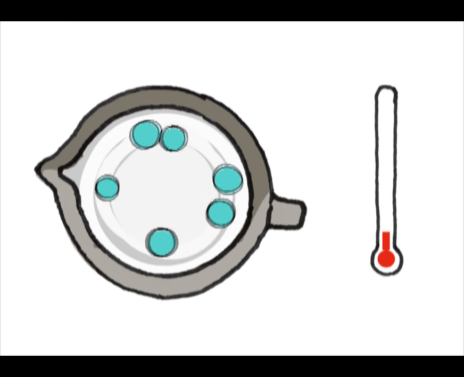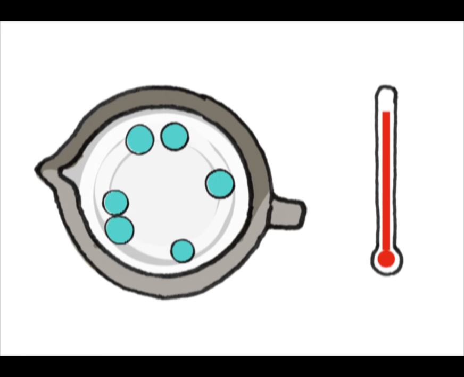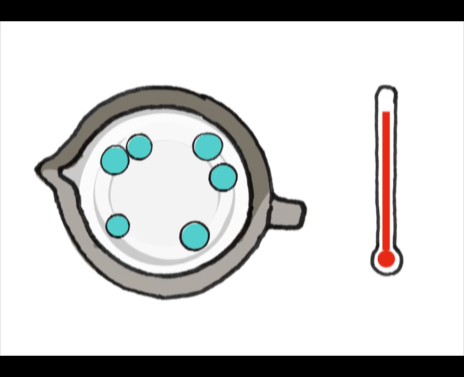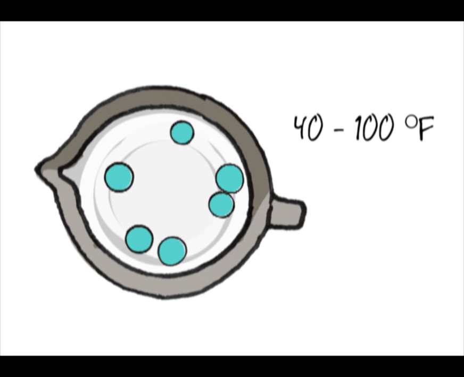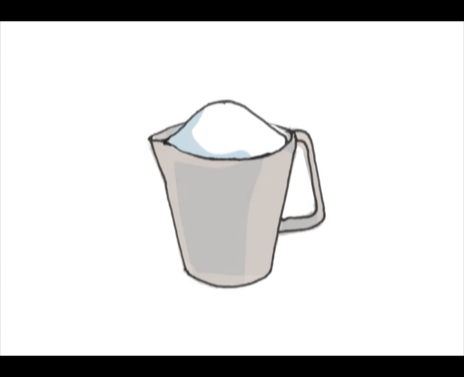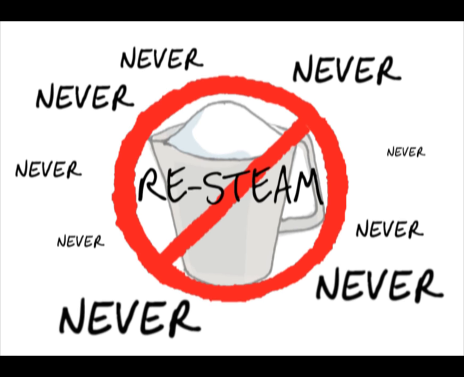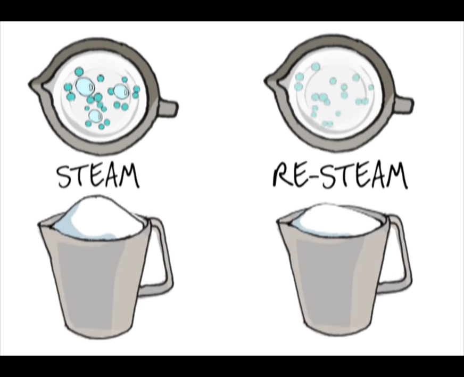One interesting fact here is that the proteins are much more active when the milk is colder. This is why we aerate or foam the milk first, in order to take advantage of the opportune time frame while the milk is between 40 to 100 degrees Fahrenheit or 4 to 38 degrees Celsius. This is also another reason why we should never steam milk more than once. The proteins have done their job after the first steaming, so you can never recreate the great foam you develop from the first steaming.